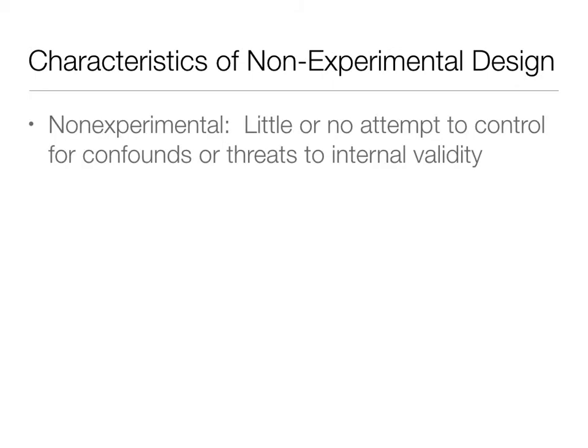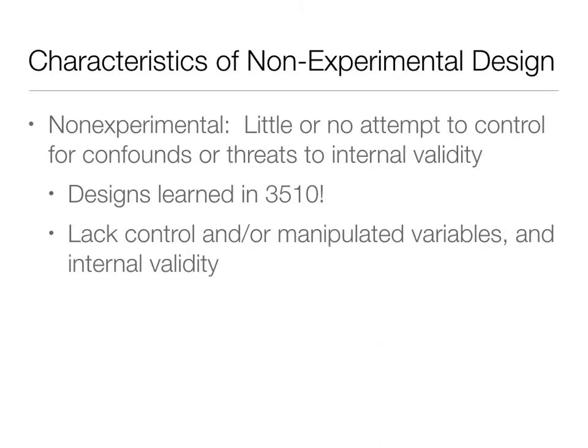So characteristics of the non-experimental: we have little or no attempt to control the confounds or any threats to internal validity. We're just measuring stuff and seeing how they're related, or just measuring them to see how much of them there is. Again, this is what you were learning in 3510. So 3510 was all about non-experimental designs. Again, these lack control and manipulated variables. The researchers aren't manipulating anything. We only see manipulation in quasi-experiments or true experiments. Because there's no manipulation, we don't have a lot of internal validity. Again, these are those frequency and association claims.